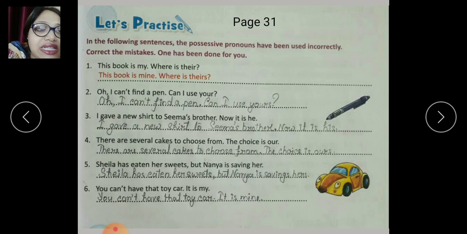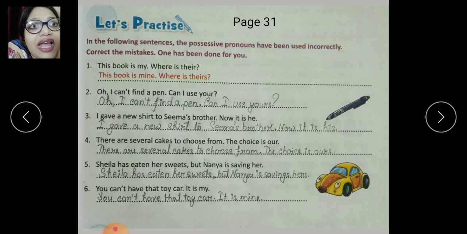So children, this is page 31. Here what you will have to do is correct the mistakes. Like the first one is done. This book is mine. Where is there? So this is wrong. It will be, this book is mine. Where is theirs? Similarly, in the next ones we have to change the possessive pronouns that are used incorrectly. We have to correct and rewrite them.